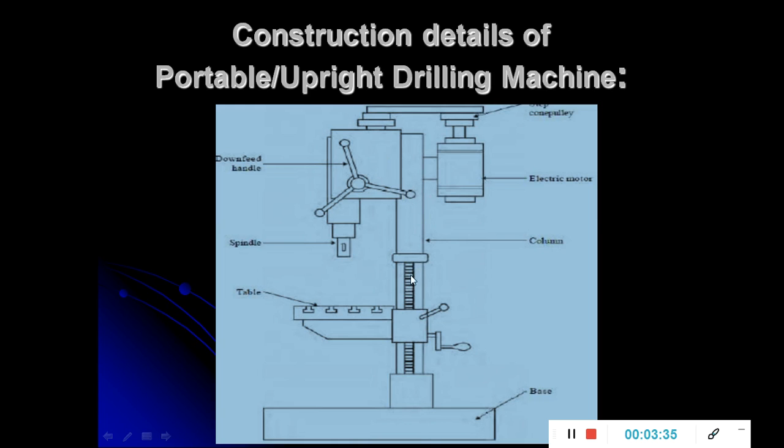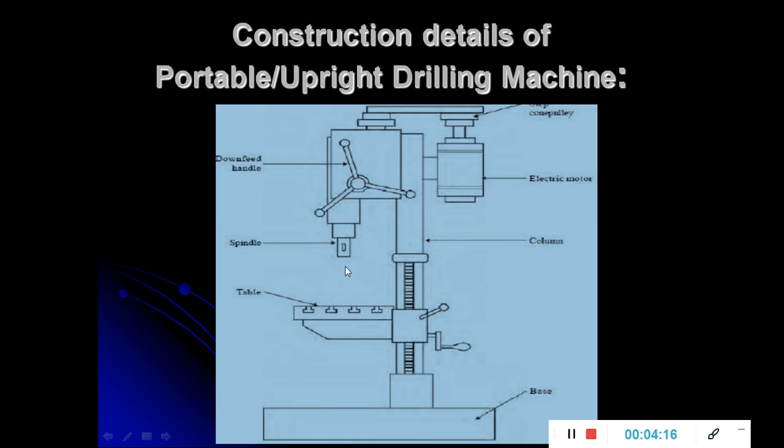The column not only supports the table, it also supports the drill head in which the driving mechanism is incorporated. It consists of an electrical motor. Initially, from the electrical motor, the rotary motion is transferred to the drill head through these two stepped cone pulleys via this open belt drive. So the motion has been transferred from the electrical motor to the drill head. From the drill head, it is transferred to the spindle, and in the spindle we are inserting the drill bit. So finally the motion has been transferred to this drill bit.